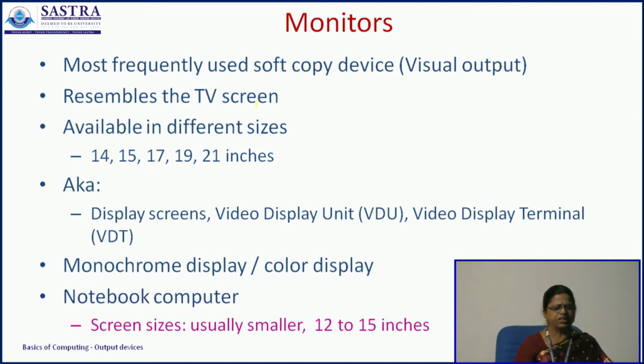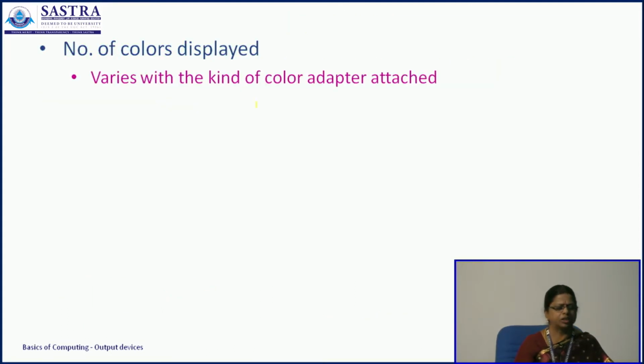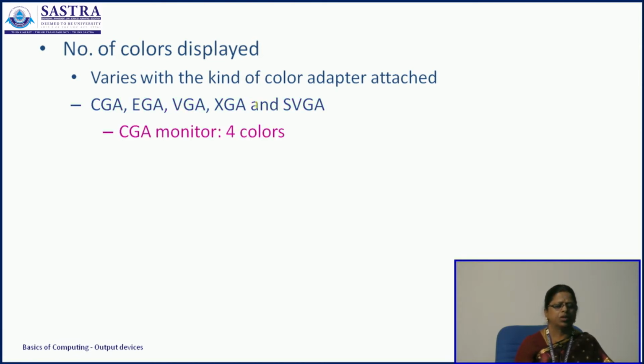In a notebook computer, the screen size is usually smaller, from 12 to 15 inches. The number of colors displayed varies with the kind of color adapter attached. We have different types of color adapters: CGA, which is color graphics adapter, EGA, which is enhanced graphics adapter, VGA, which is video graphics adapter, XGA, which is extended graphics adapter, and SVGA, which is super video graphics adapter. If you take the CGA monitor, it has only 4 colors, but VGA has 1.6 crores of colors.